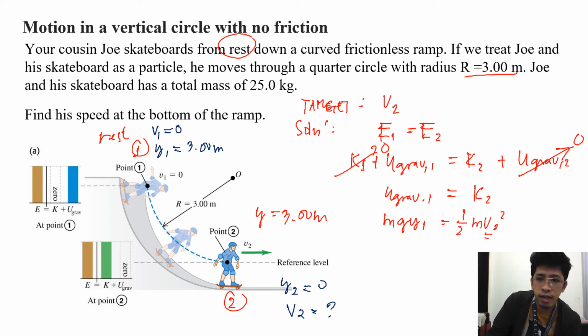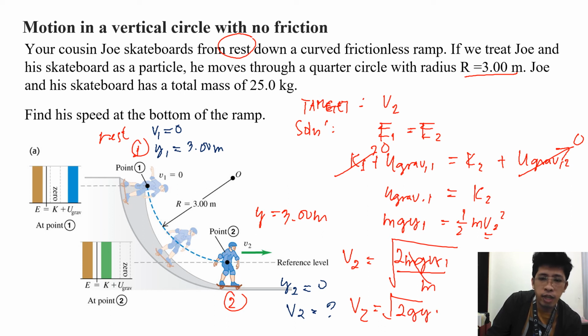So here, this is our target, your velocity 2. You can play with your equation. Your velocity 2 is equal to the square root of 2mg y1 divided by m, so v2 is equal to the square root of 2g y1, and you will get some answer for your velocity, which is equal to 7.67 meters per second. So you can verify it.